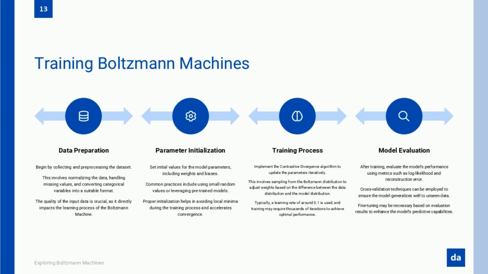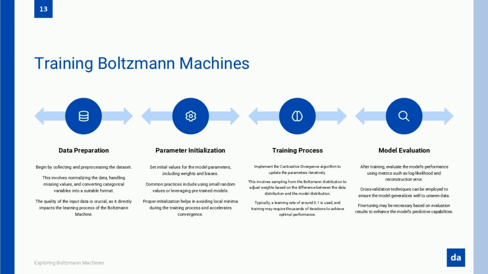Because the model operates probabilistically, it requires methods like Gibbs sampling to explore different states before making adjustments. This makes training computationally expensive, especially for large data sets, as it requires repeated simulations to fine-tune the probability distribution. This is why restricted Boltzmann machines, RBMs, were introduced to simplify training by limiting connections between neurons and making sampling more efficient. Another critical factor in training is parameter tuning.